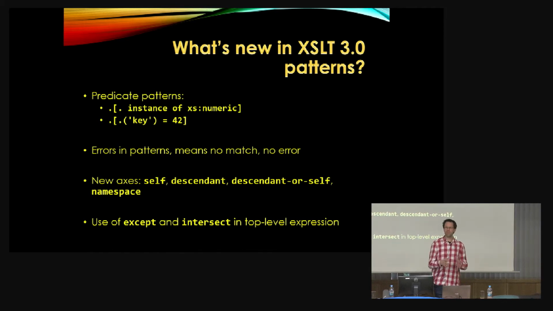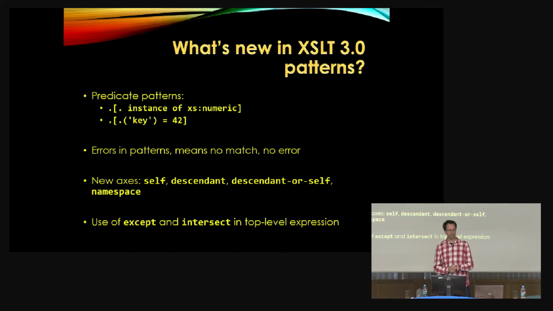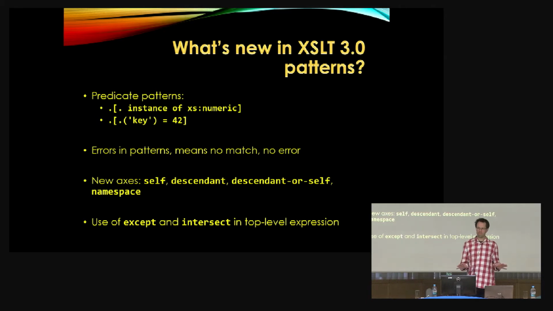Another change, it seems very minor, but it is that errors in patterns cannot be raised anymore. In XSLT2, they could raise an error or they could be ignored, it was an option. And in XSLT3, whenever there's an error, it is ignored.